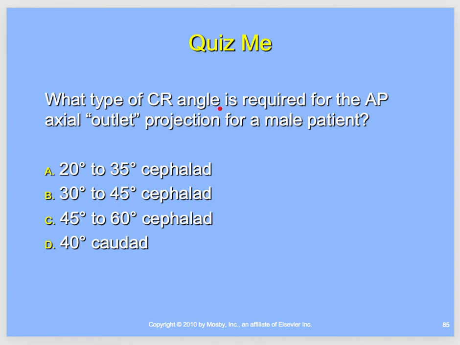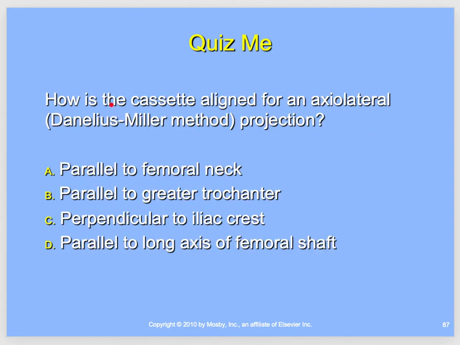And then what type of central ray angle is required for the AP axial outlet projection for a male patient? Remember, the outlet, male and female, is different. Are we at a greater angle or a lesser angle for a male patient? If we remember, we are 20 to 35 degrees cephalad for the outlet for the male patient.